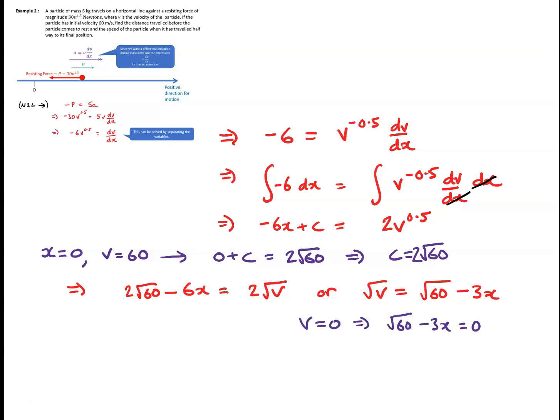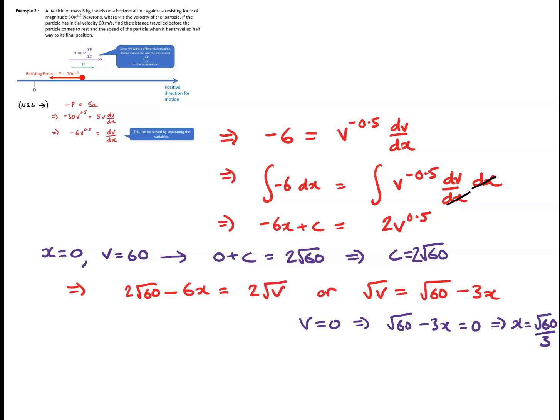It comes to rest when v equals 0, and if v equals 0, we've got root 60 minus 3x equals 0, which gives me that x is root 60 divided by 3. So the distance it travels before the particle comes to rest is root 60 over 3 meters.